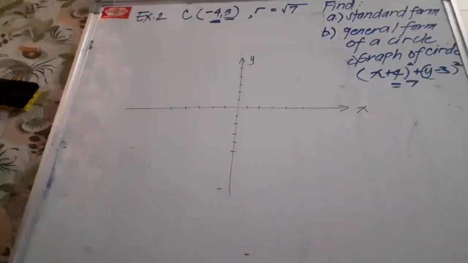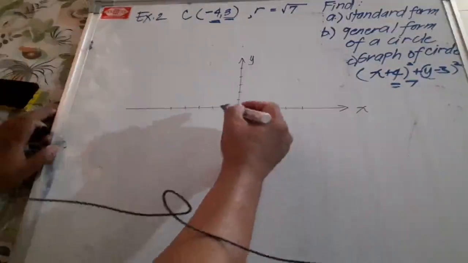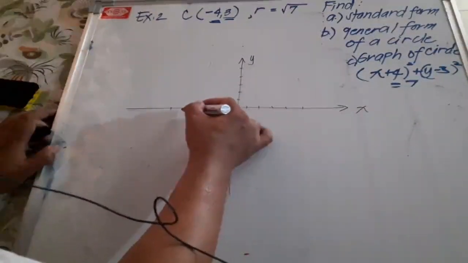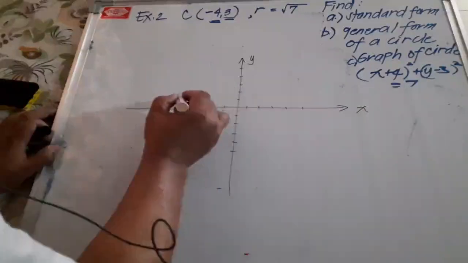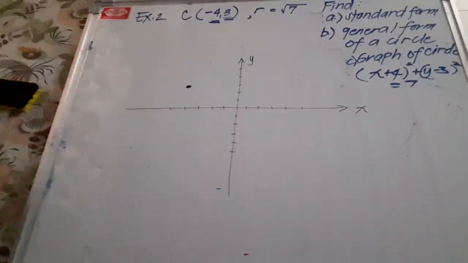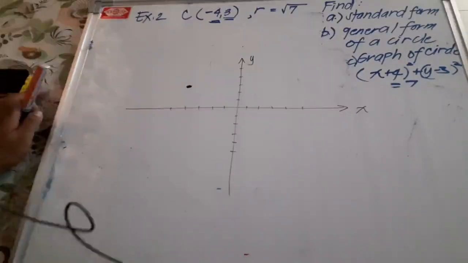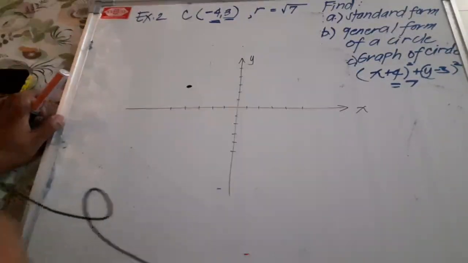Then, the location ng center natin is at negative 4, 3. Ibig sabihin, yung kanyang x is to the left at yung kanyang y upward. So we have 1, 2, 3, 4, and then upward 3. 1, 2, 3. So somewhere here. Negative 4, 3. And then, sabi natin, yung ating set of all points ng circle, equidistant sa circle. At yung length na yon, yung segment na yon, is called the radius. So, starting from the center of the circle, we're going to count square root of 7 units.